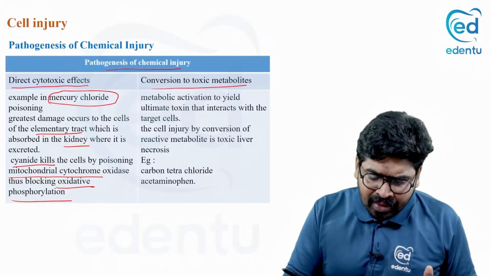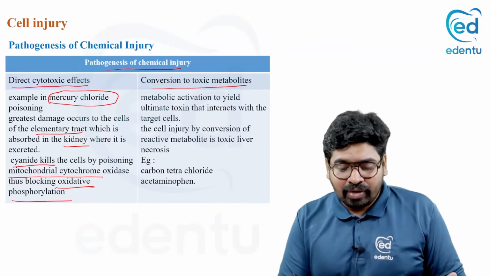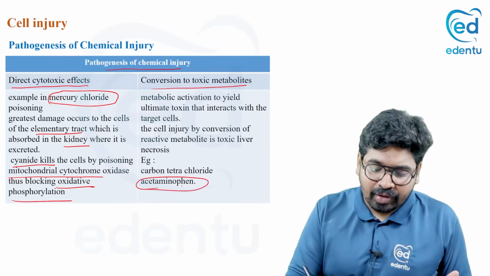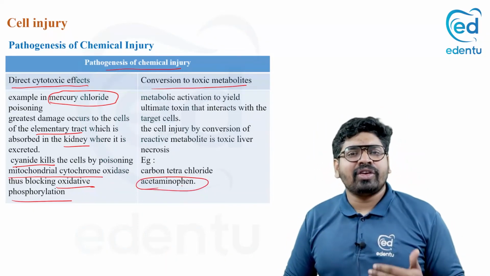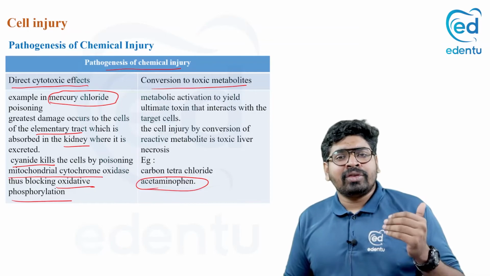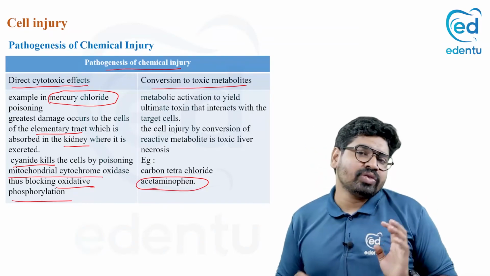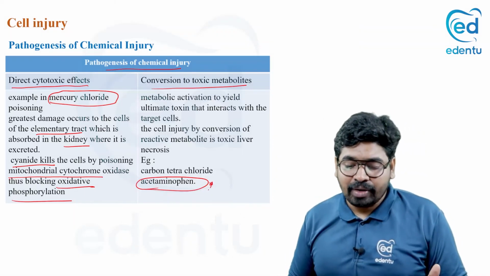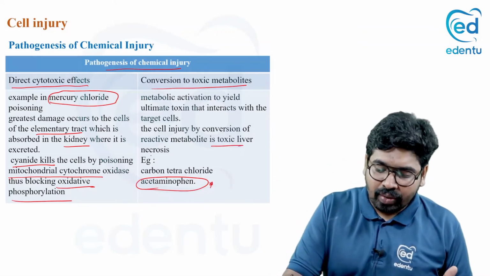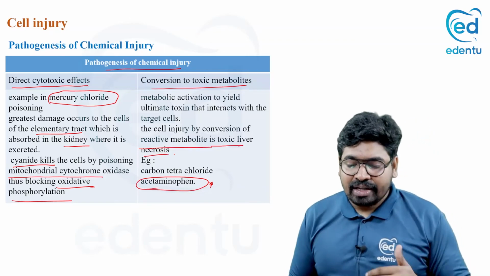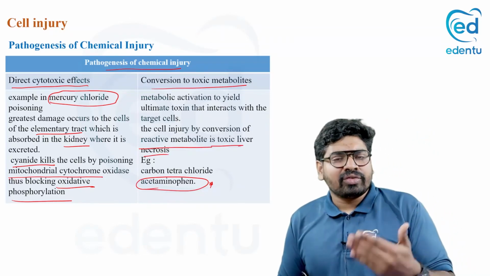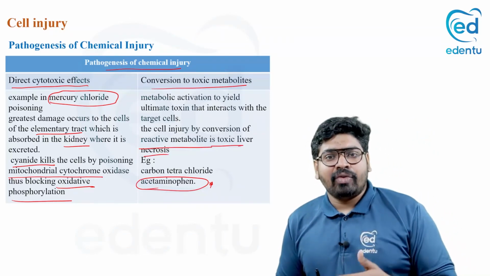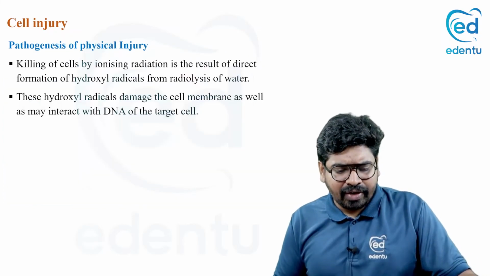Now coming to paracetamol, that is acetaminophen. Paracetamol is a drug which we usually take, but the byproduct of acetaminophen is very toxic to your liver. It can cause a reaction and it can cause necrosis in the liver, so that is why it is harmful. Okay, this is about your chemical injury.